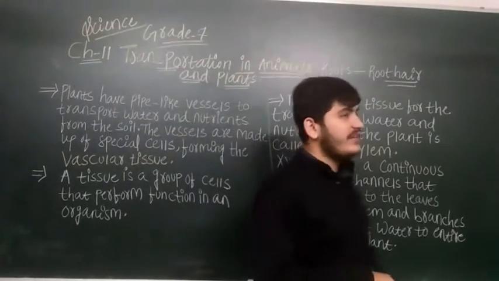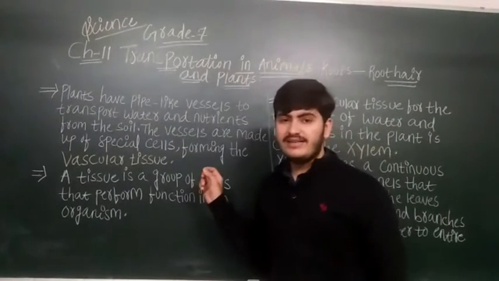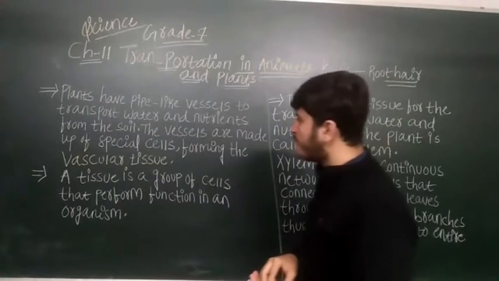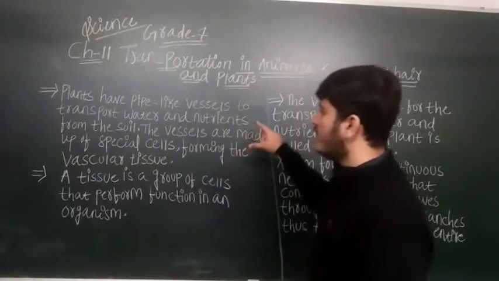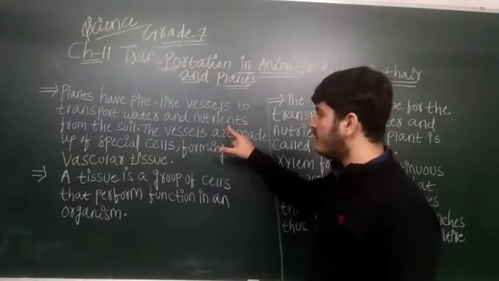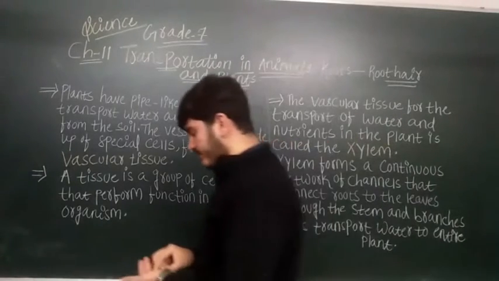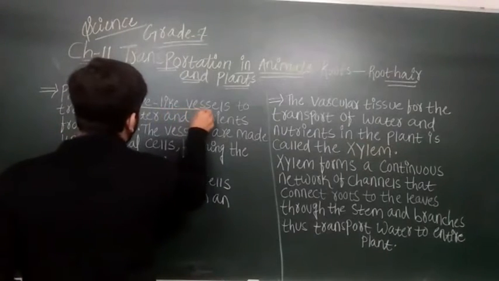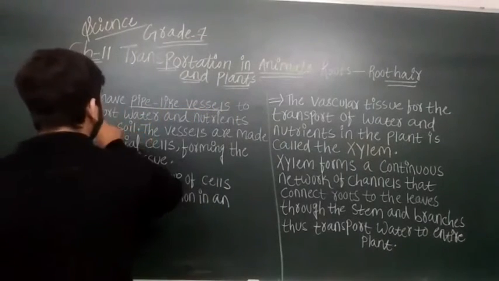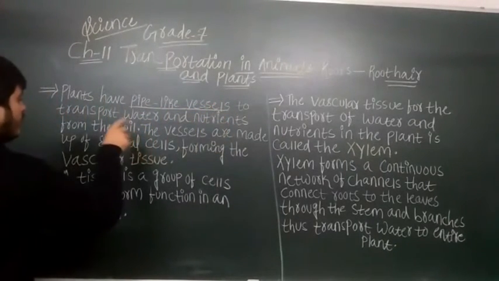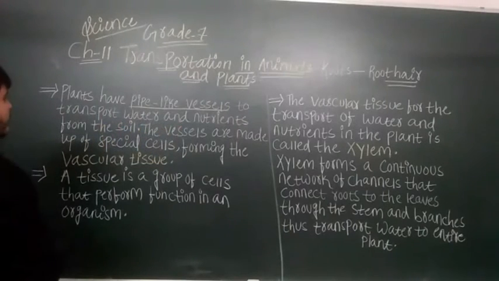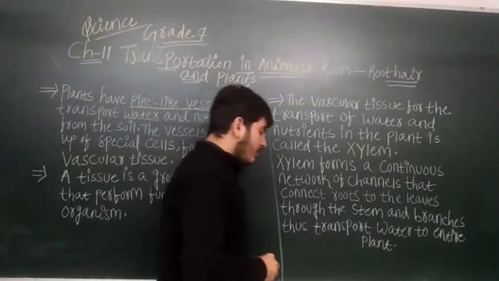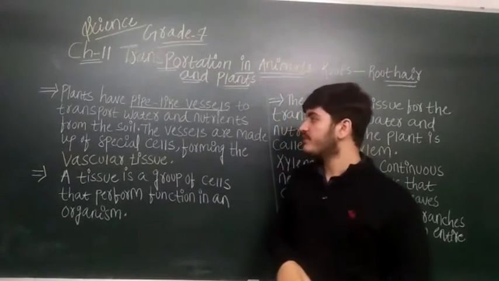Now how the process works, let's see on the blackboard, and these definitions you have to write for a better understanding in the textbook or in any notebook. Plants have pipe-like vessels to transport water and nutrients from the soil. Now what do plants have as pipe-like vessels? This question I will ask in the MCQ: plants have dash to transport water and nutrients from the soil. So plants have pipe-like vessels to transport water and nutrients from the soil.